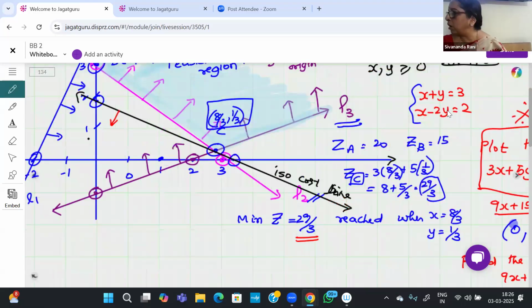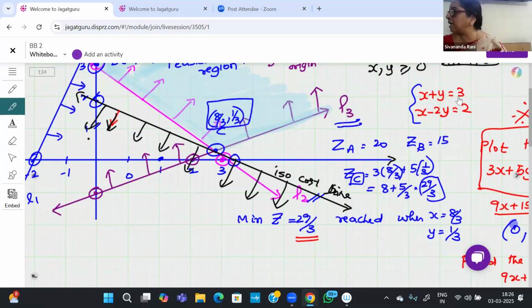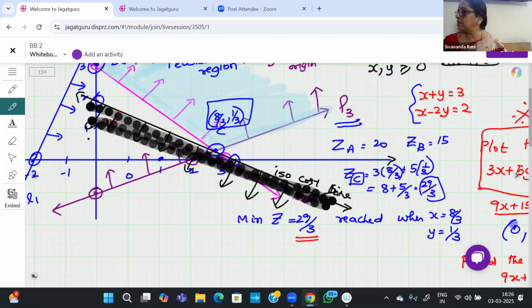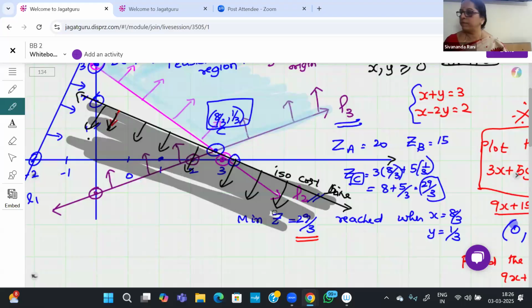This region I have to plot. Has it got anything to do with the feasible region? No. This region, which I'll shade in black. This is the region that we got, right? Because we need to consider it only in the first quadrant, but it doesn't seem to interfere with the feasible region, right? It has got nothing to do with the feasible region.